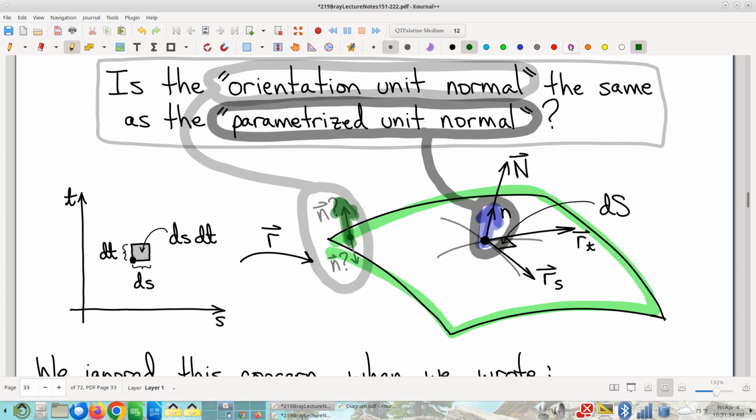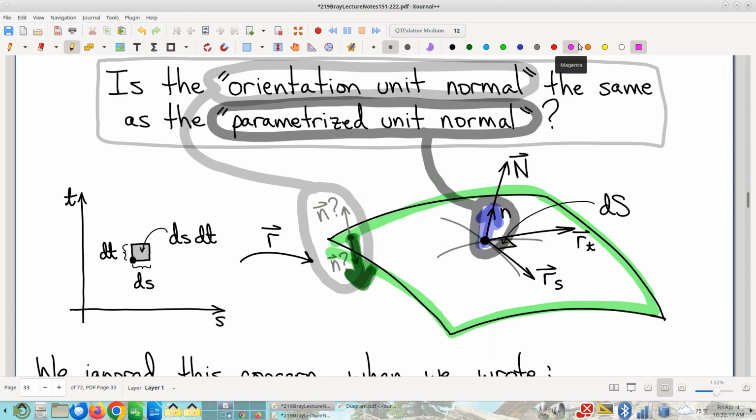about half the time, the orientation unit normal and the parameterized unit normal are the same. Sometimes you get lucky, it's a coin flip, right? Sometimes you do get lucky and you parameterize the correct direction unwittingly. Can't take credit for it, but cool, everything's fine in that case. Okay, but of course, it might have been that the surface was parameterized the other way.